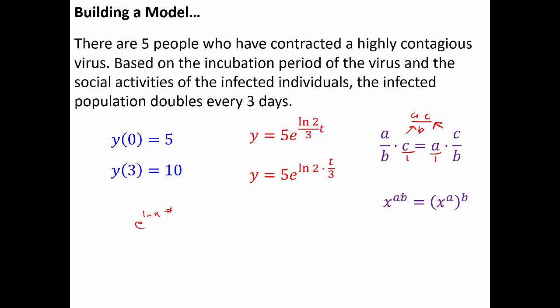So if I have a product in an exponent, I can actually break it into a power to a power. I have a product in an exponent, which means I could rewrite this expression. Instead of e to the ln of 2 times t over 3, I could do e to the ln of 2, raised to the t over 3. And now because I don't have this extra little multiplier, I can finally cancel the e and the ln, and that just leaves me with 2 as the base of the exponential. So instead of e to the ln of 2 over 3 times t, I now have 2 to the t over 3 with the 5 hanging out up front.